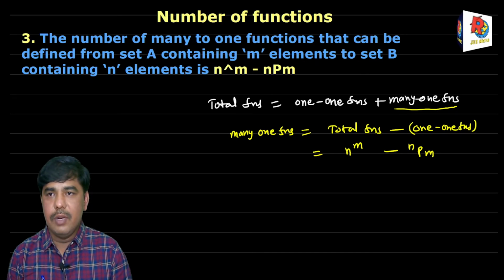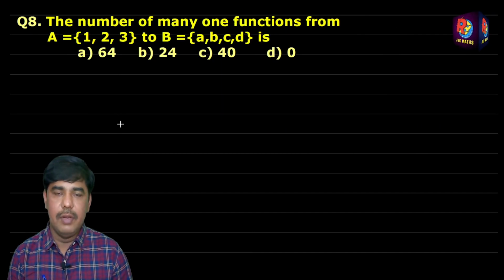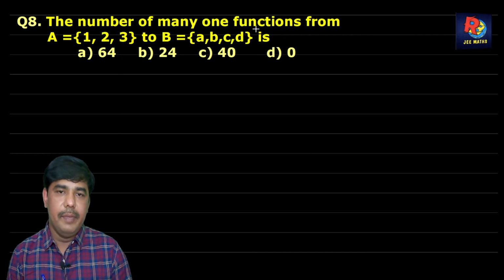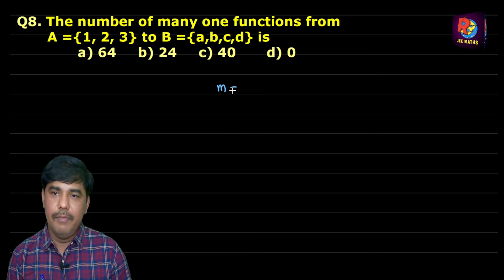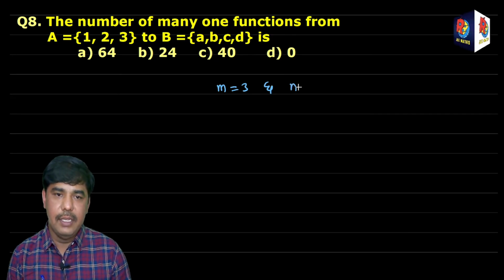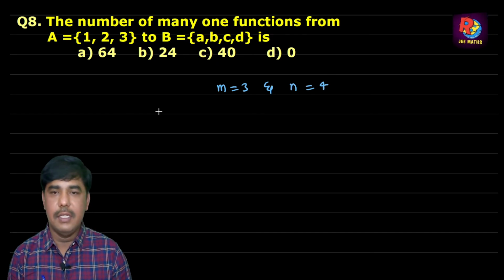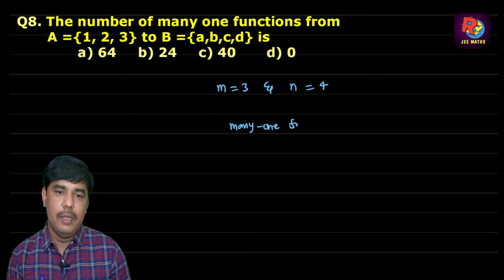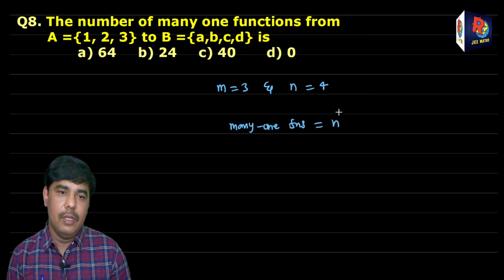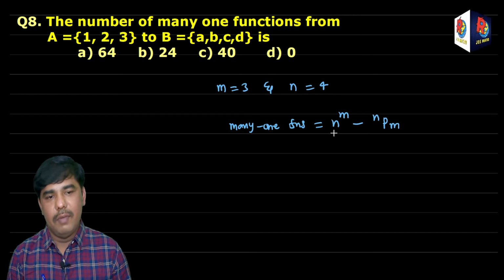So we will discuss one example. Observe the number of many-one functions from set A, where m equals 3 elements, to set B, where n equals 4 elements. We require many-one functions, which equals n power m minus nPm, total functions minus one-one functions.